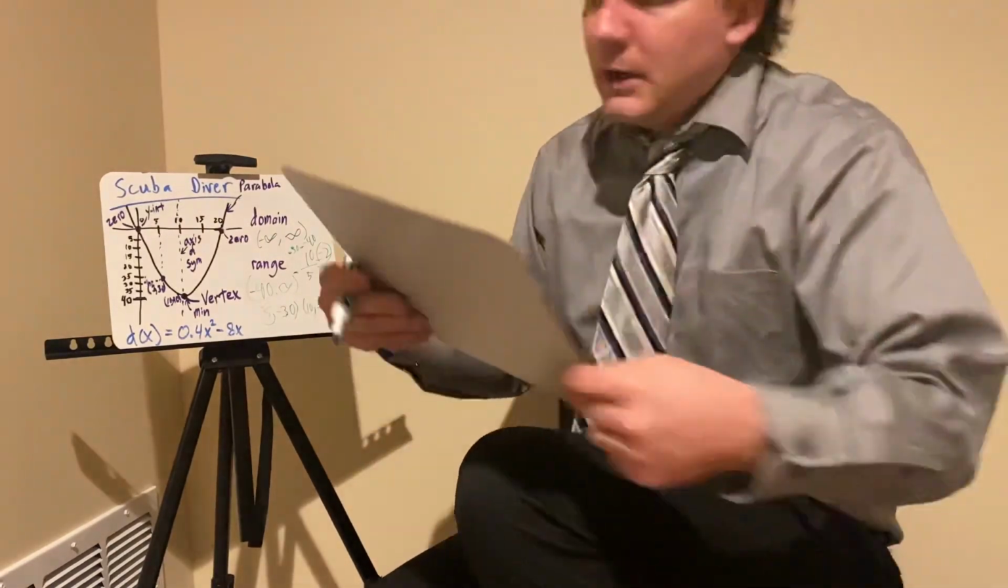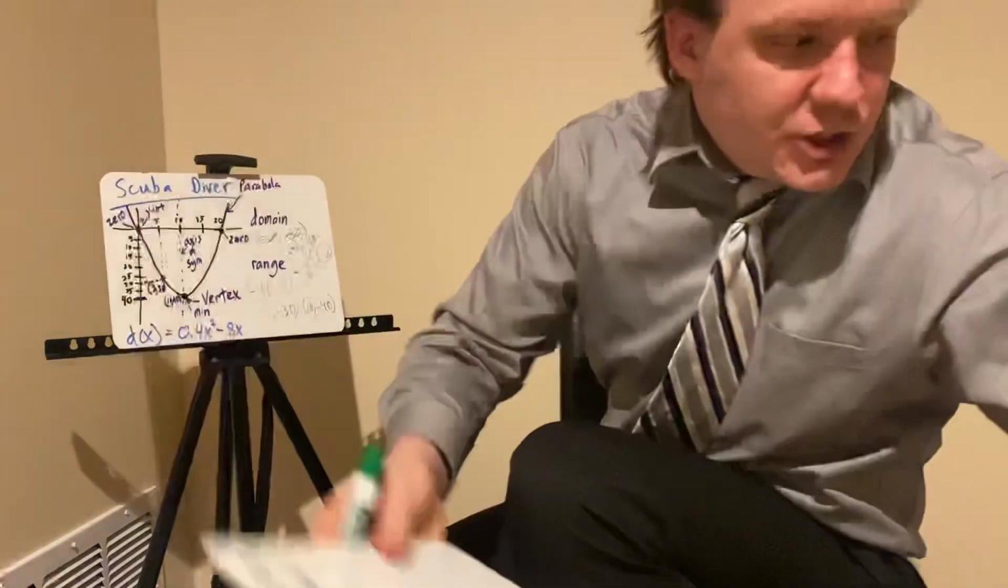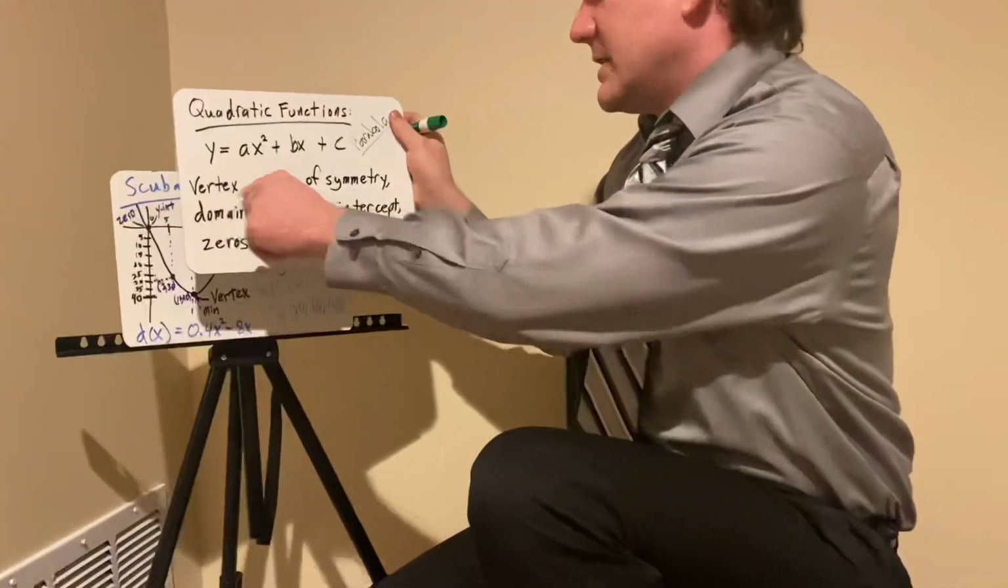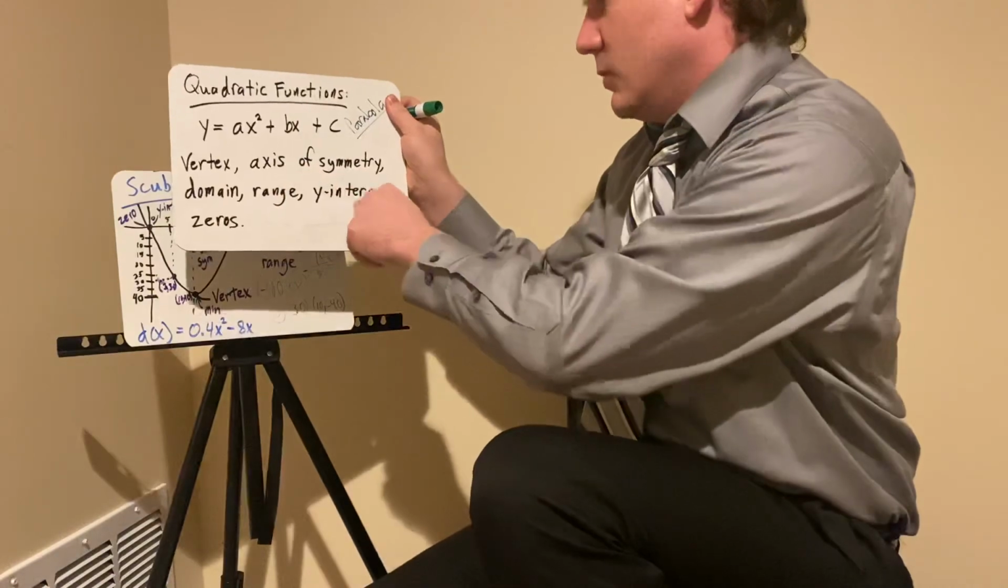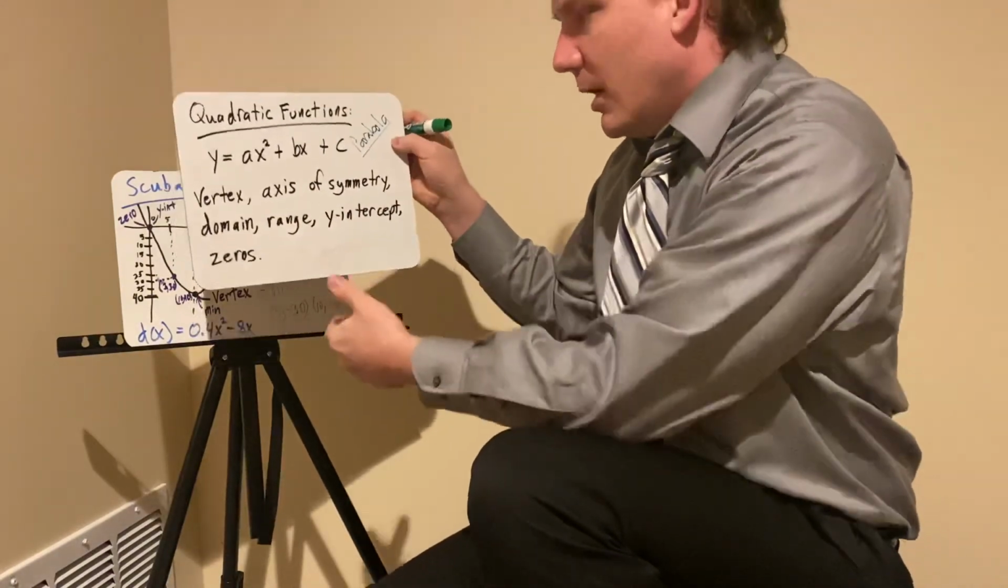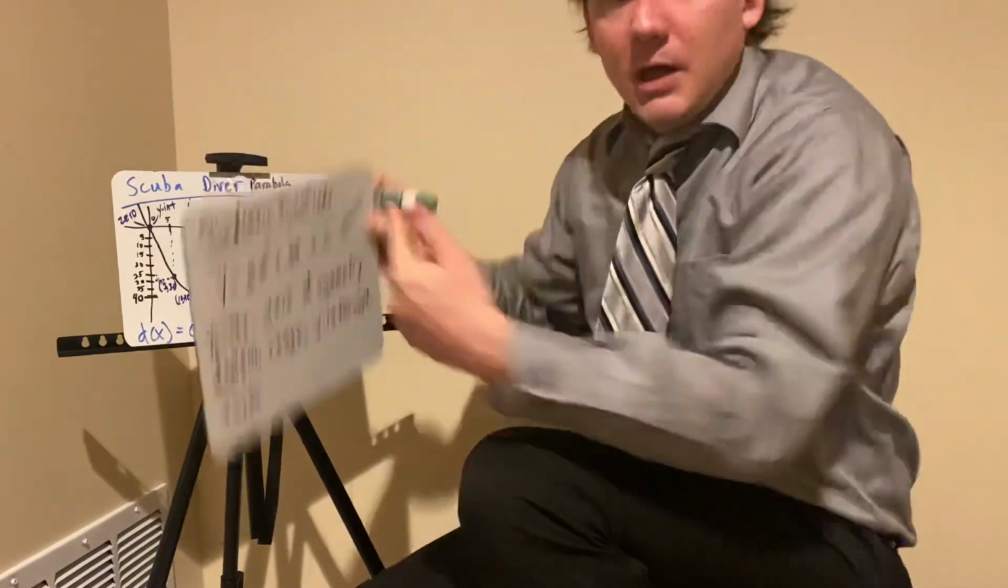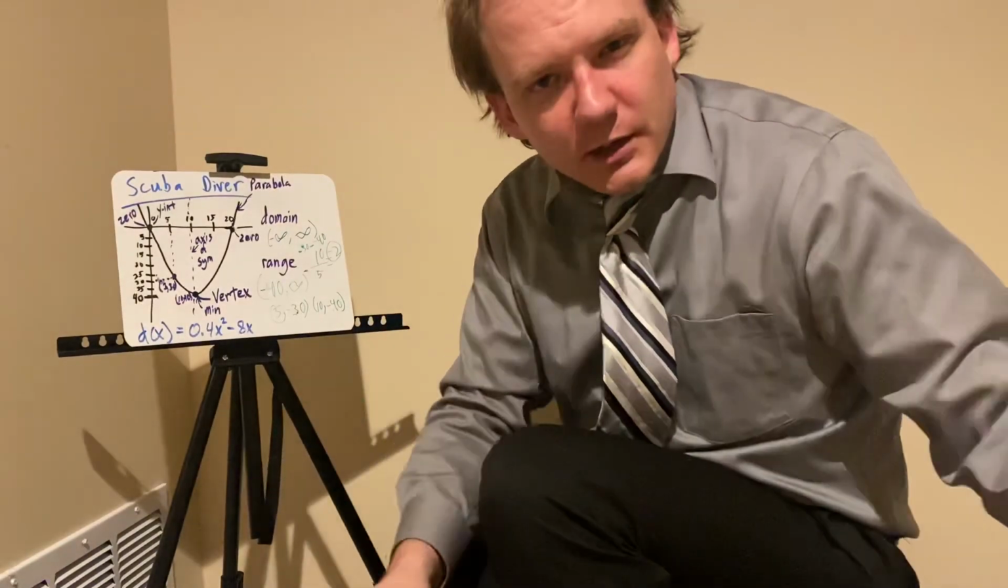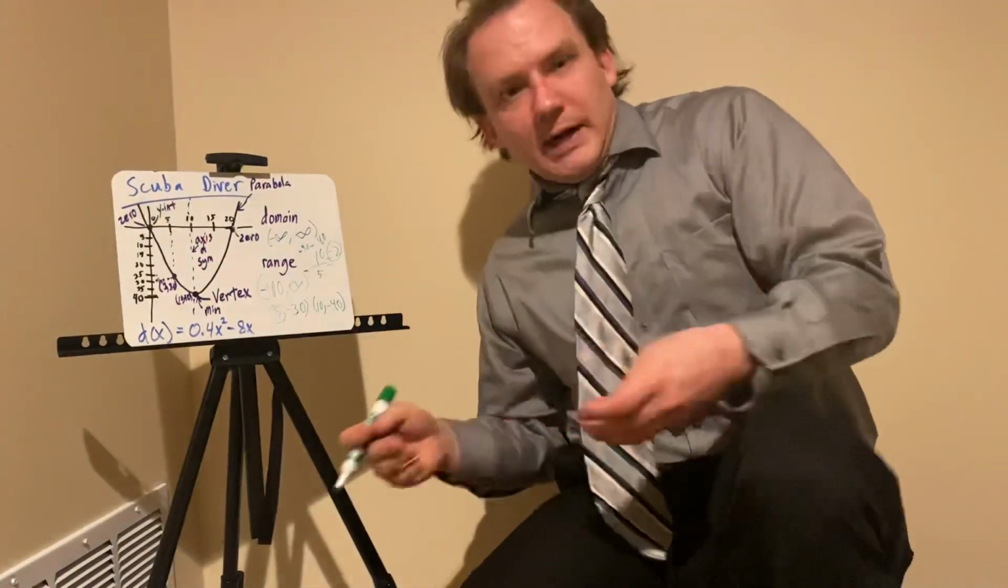So what are the key features of quadratic functions? We talked about the vertex, axis of symmetry, domain, range, y-intercept, zeros, a parabola, also your average rate of change. So a lot of vocabulary to introduce here and get used to. We'll do some practice with it in class.